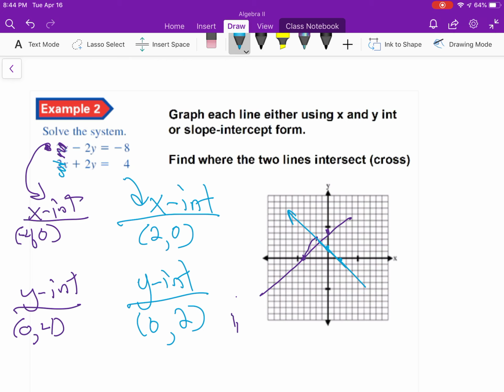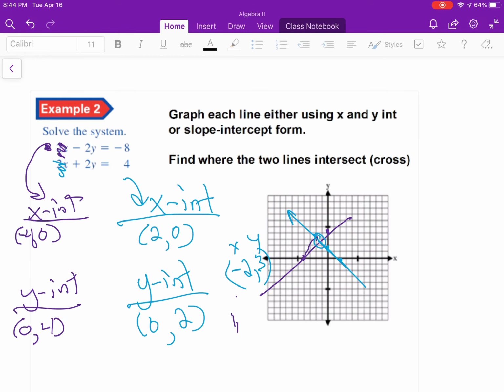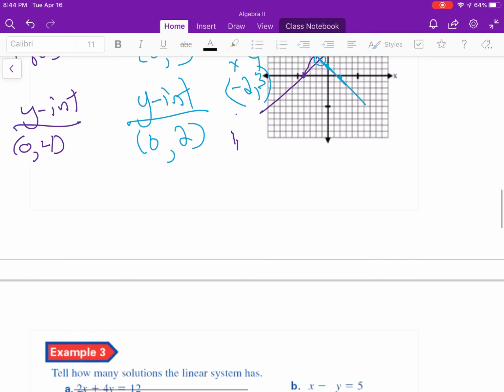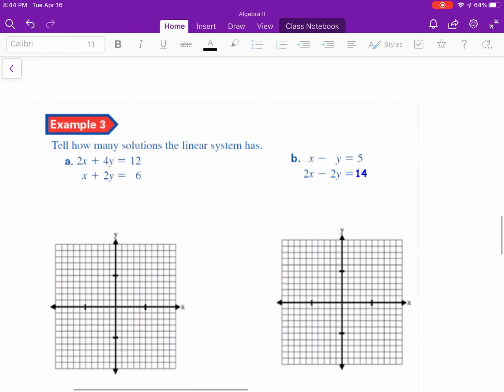Okay, and it looks like it's going to be right around -2 and about, I'd say, -2 and maybe like a 3. Okay, now these are going to work out to be whole numbers. So like I didn't draw my graph too terribly accurate. But yeah, maybe be a little bit more precise in your graphing. But you get the idea.